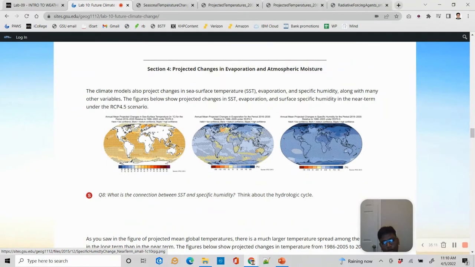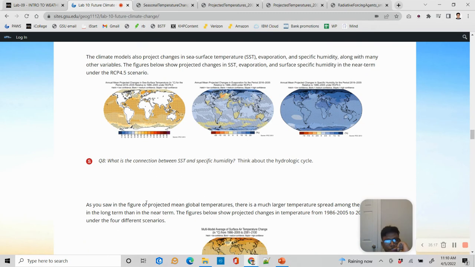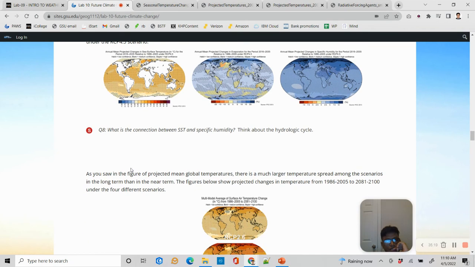Let me, okay, then, I'm not sure if my zoom in will work here. Okay, so what is the connection between SST and specific humidity? You can answer them here.